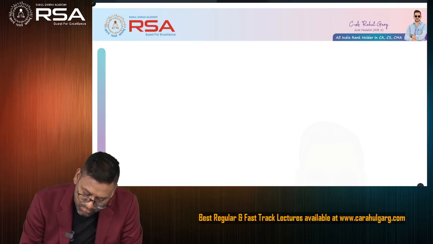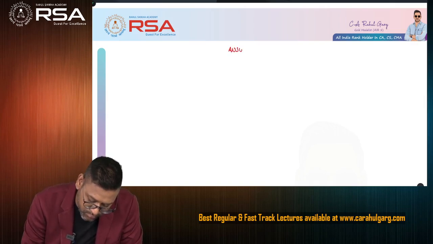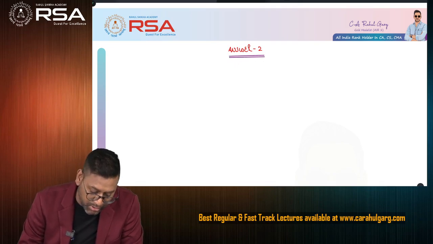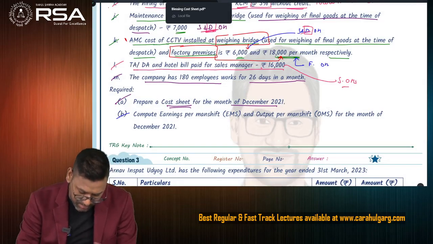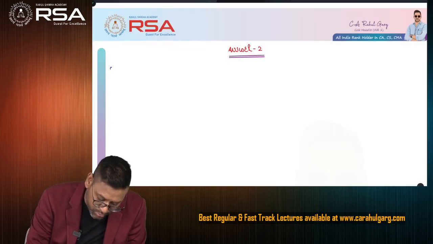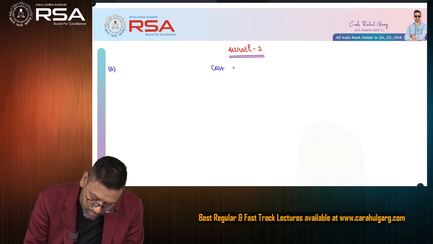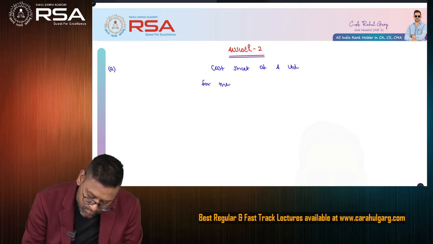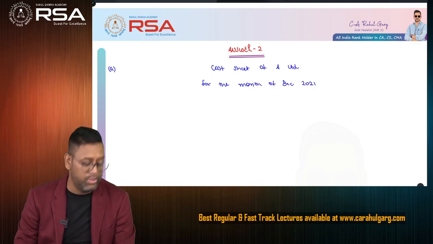So it is answer number 2. So this is answer number 2. Cost sheet of A Limited, and this is point number A. So first of all, we are doing point A, cost sheet of A Limited for the month of December 2021.